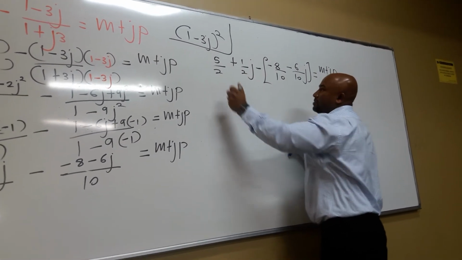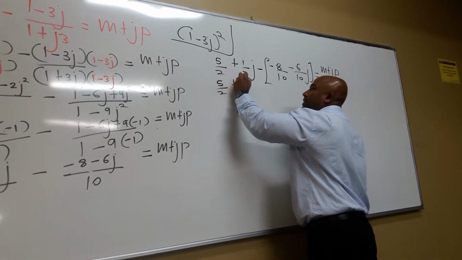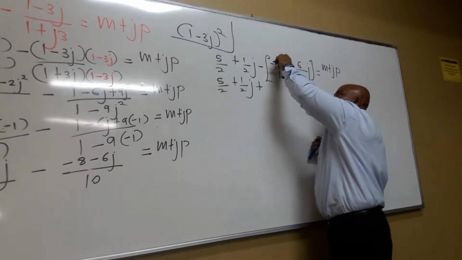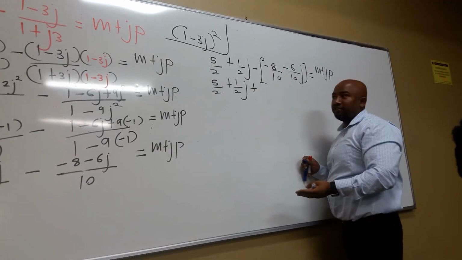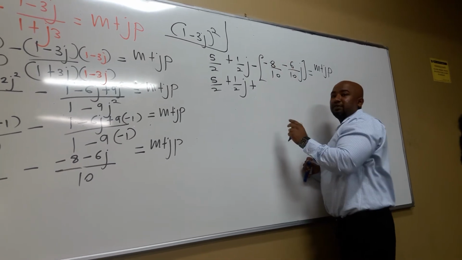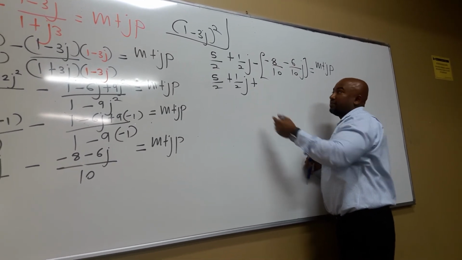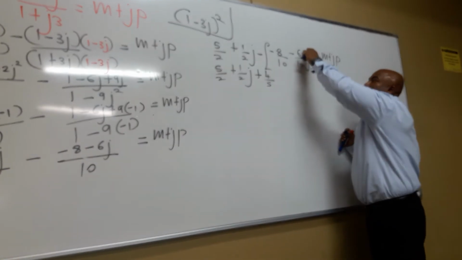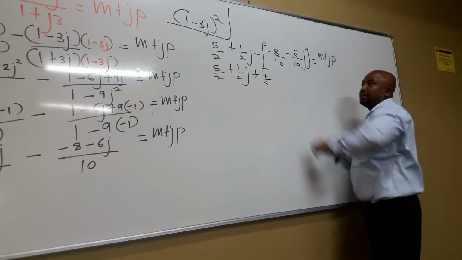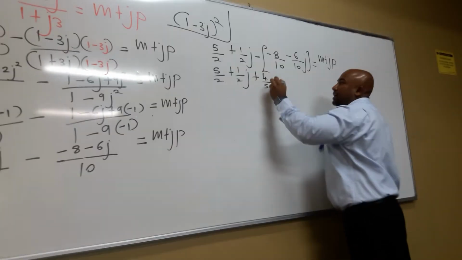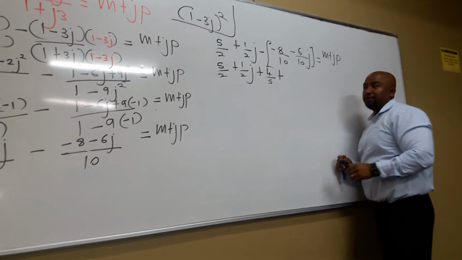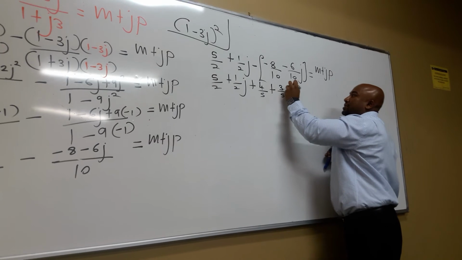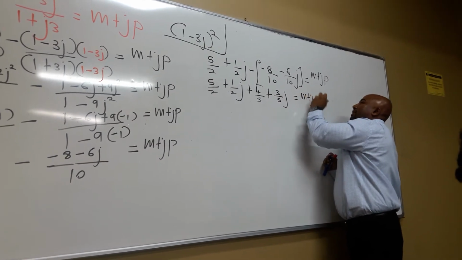So now let me just remove these brackets. So that is 5 over 2 plus 1 over 2j, negative times negative, that will be plus 8 over 10, which can be simplified further. 8 over 10 will be the same as 4 over 5. So that will be plus 4 over 5. 6 over 10, negative times negative here, that will be a positive. You can see 6 divided by 2 is 3, 10 divided by 2 is 5. So that is plus 3 over 5 j is equal to m plus jp.